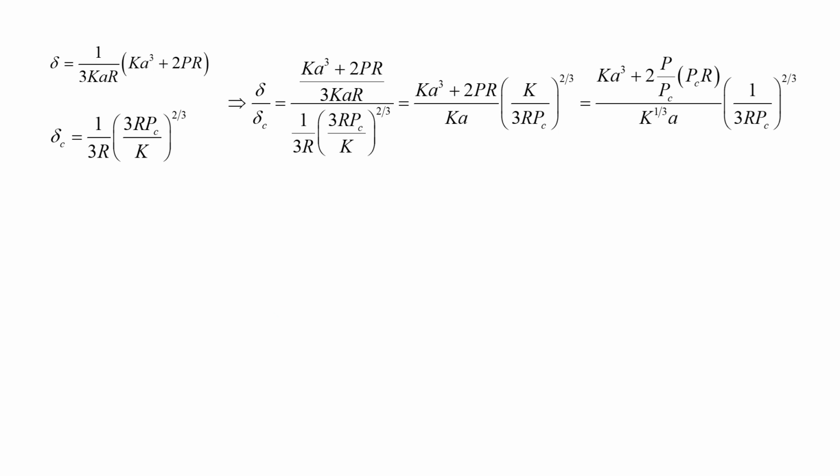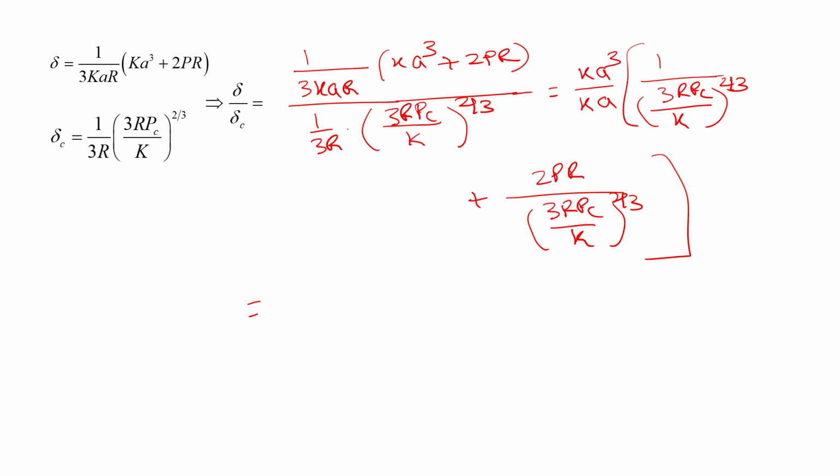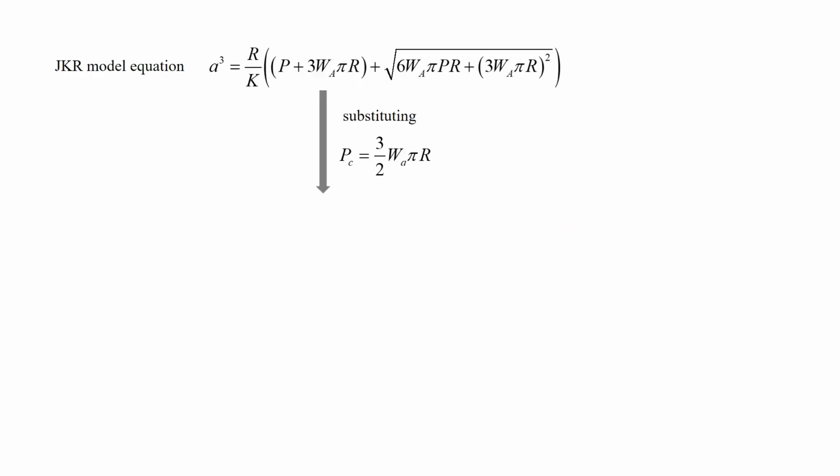Finally we obtain here K a cube, here P by Pc. So, everything in terms of this P by Pc and then K a cube like this. So, this delta by delta C, after we write it over here, comes out to be something like this. So, this is the JKR model equation.